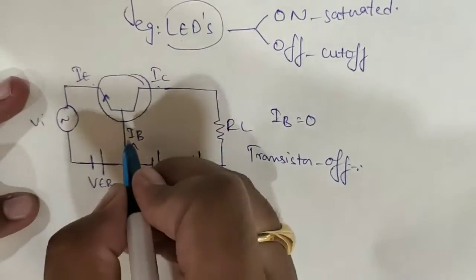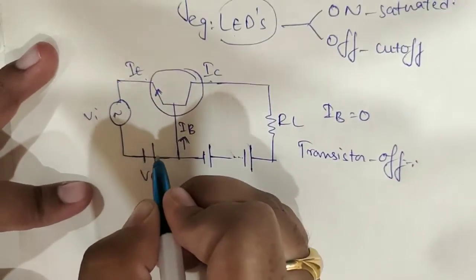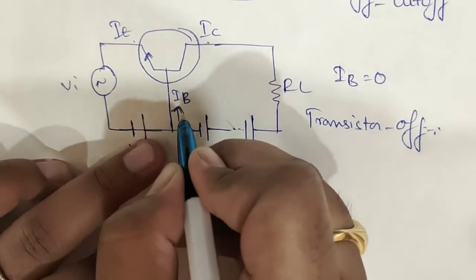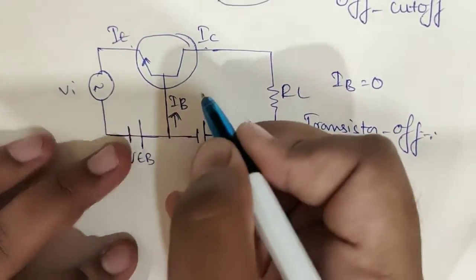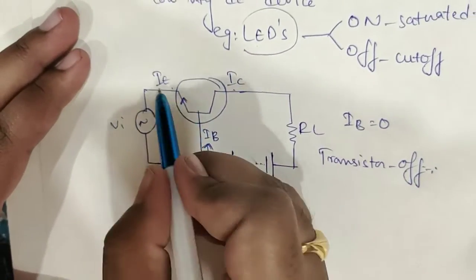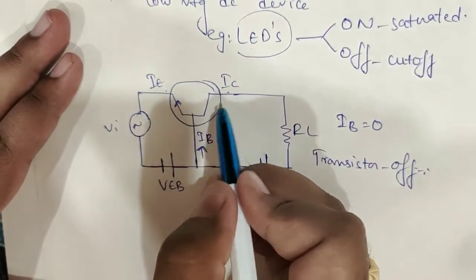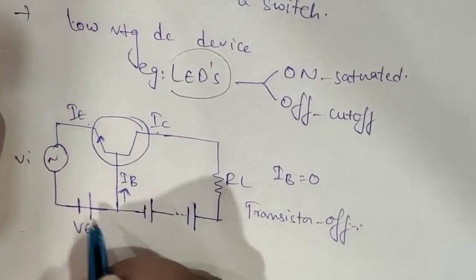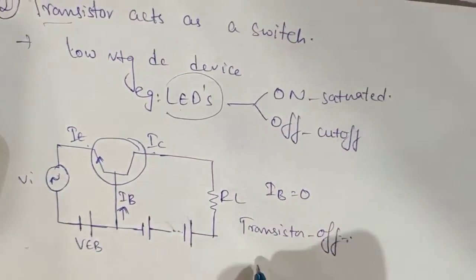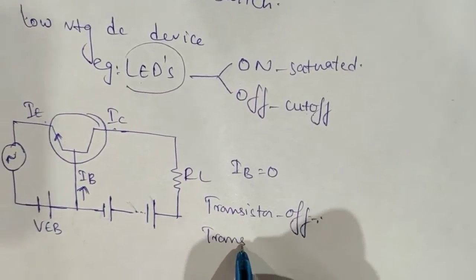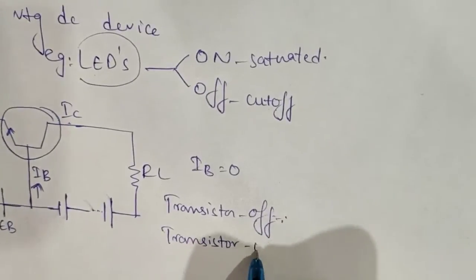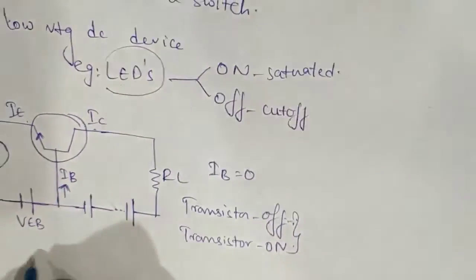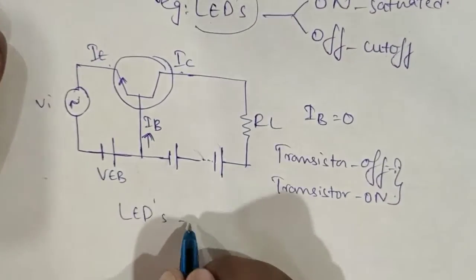Now suppose, due to the supply voltage VI and the voltage across the emitter base, a certain base current is generated. Then certainly current will be generated across the emitter as well as the collector current, depending upon the supply voltage VI. So the transistor will be in the on state. The best example of this, as I said previously, is the LED. That is, it works in both on and off states.